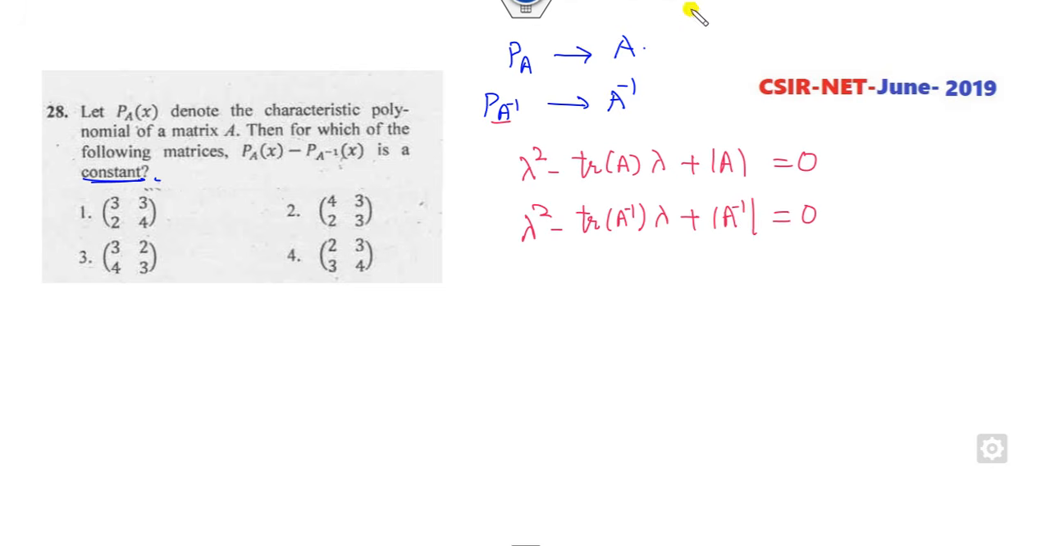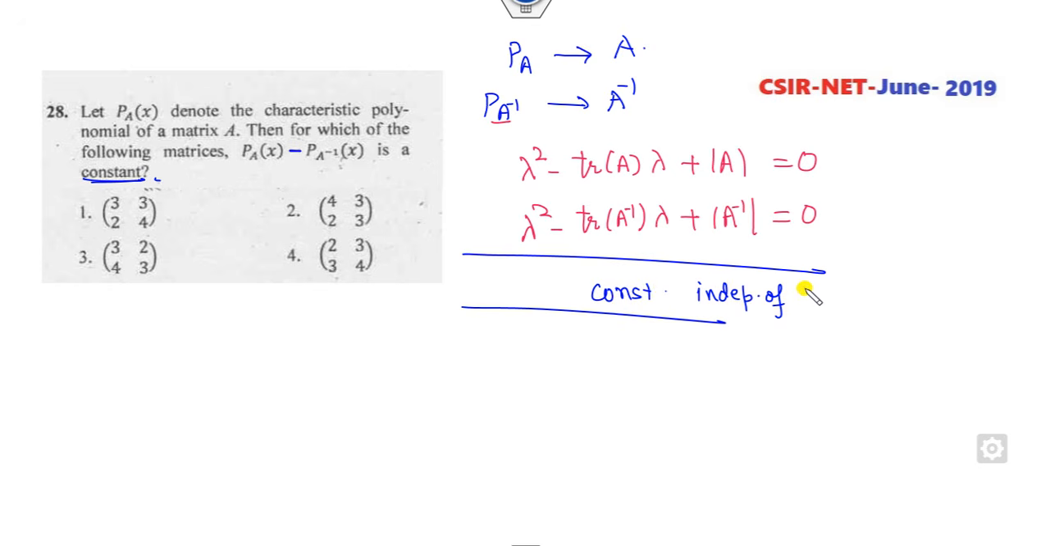Fine. Now what the statement said, if you take the difference, it will be constant. When will it be constant? When it is independent of the variable lambda. So only when both the values are same, then only if you subtract them, it will be cancelled out, and then it will be left as a constant. So what is the meaning of that?